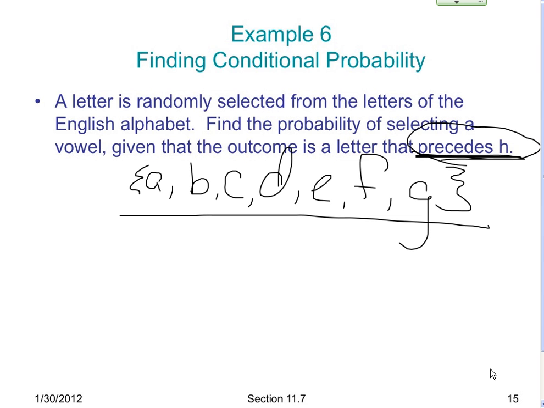1, 2, 3, 4, 5, 6, 7. There are 7 letters. Find the probability of selecting a vowel. Well, we have 2 vowels, A and E. So the probability of selecting a vowel given that the outcome is a letter that precedes H is 2 over 7.